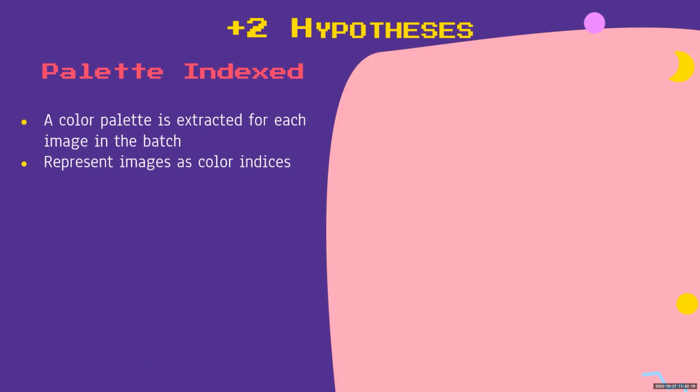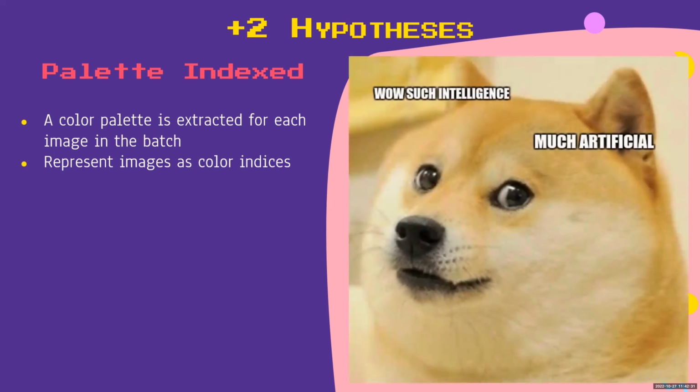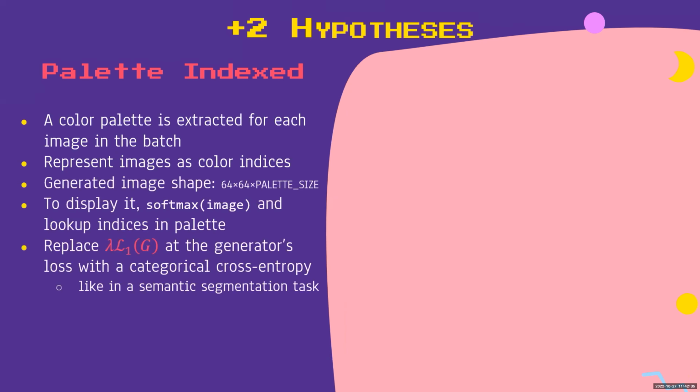One of them, and we thought, oh my God, we are so genius for bringing this up. We thought, let's represent the images, instead of RGB or RGBA, as indices in a palette. So it didn't work. I do understand why. So this is our first hypothesis. We changed the generator cost function to have categorical cross entropy. We just added a semantic segmentation task.